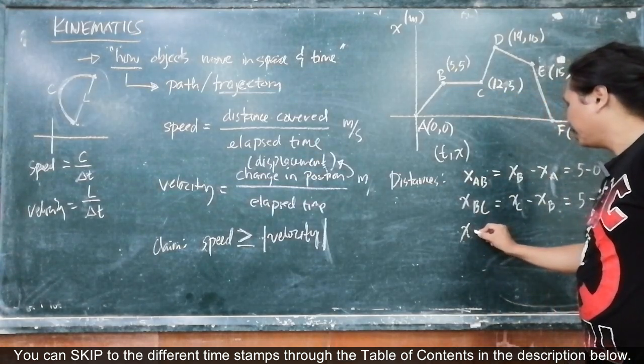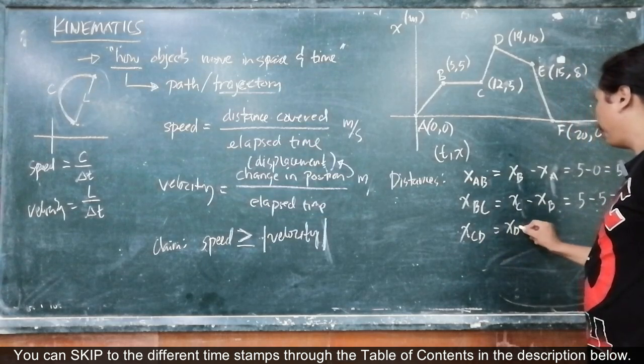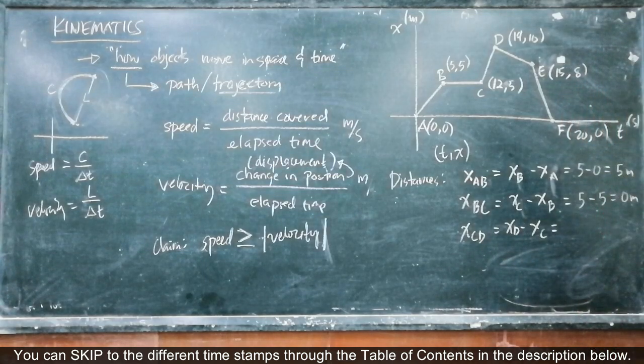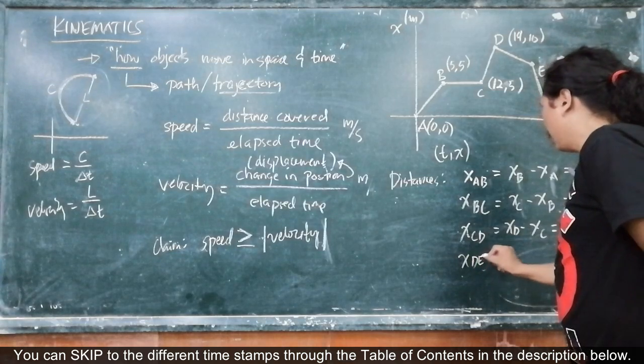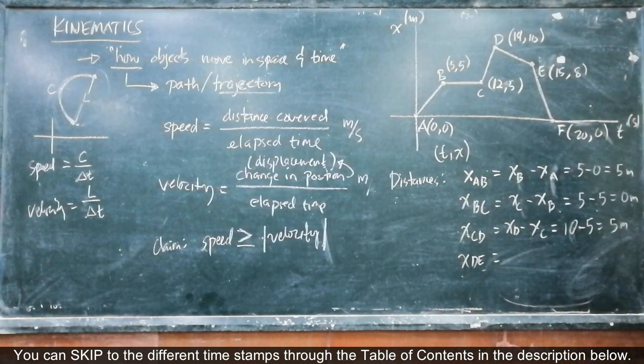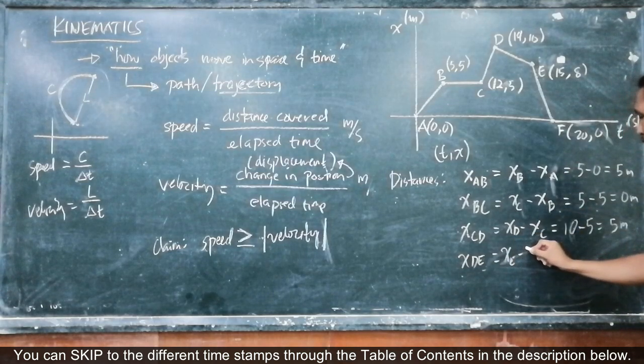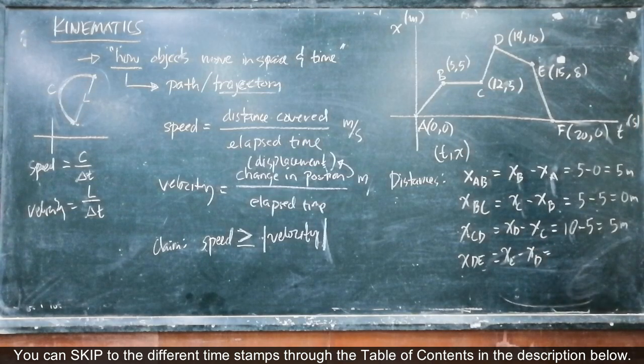How about XC to D? This is XD minus XC. So that would be 10 minus 5. So 10 minus 5, that would be 5 meters. DE would be, okay, this is 8, this is XE minus XD would be 8 minus 10, right? 8 minus 10.